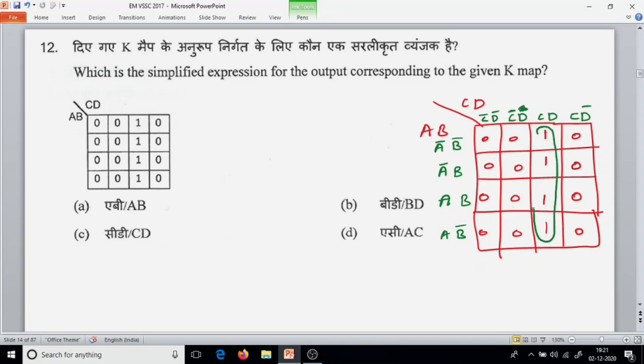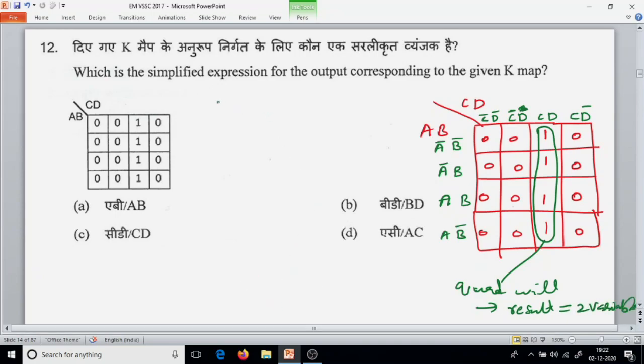Now this is a 4 variable K-map. This is like a quad in a Karnaugh map. When we solve a quad, it will give a two variable result. If it's an octet, you will get a one variable result.